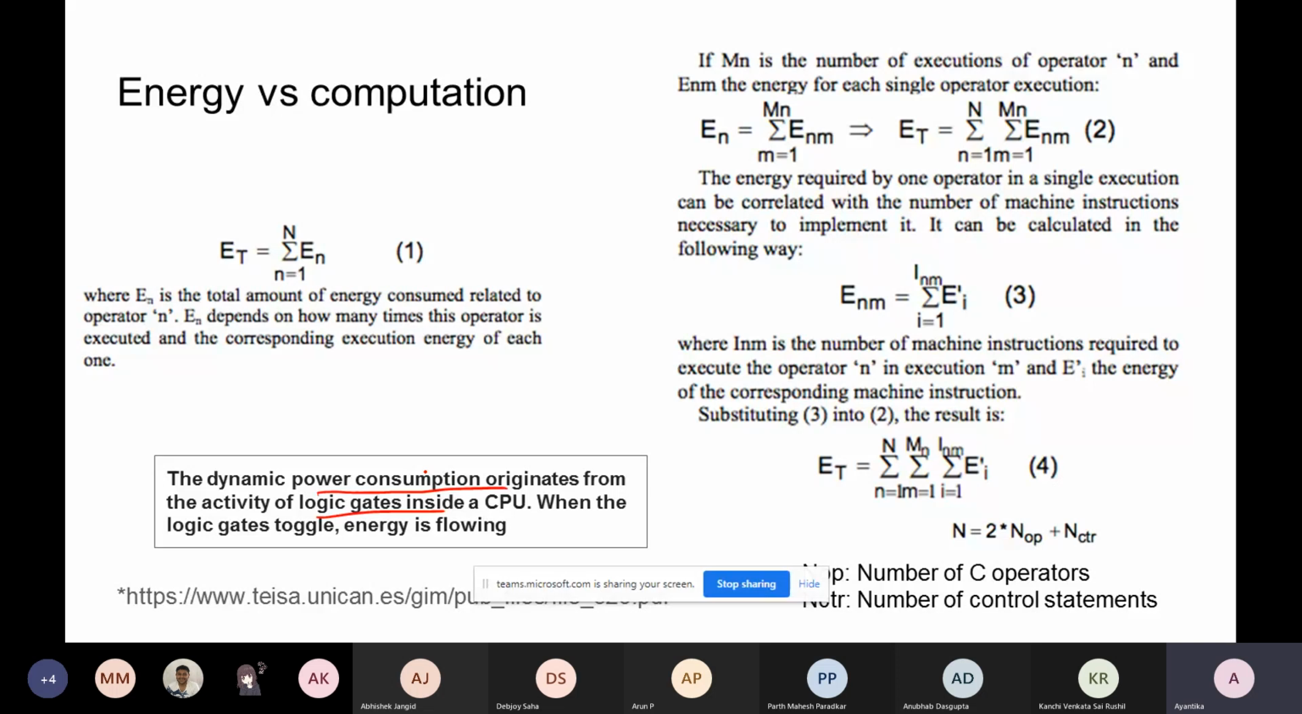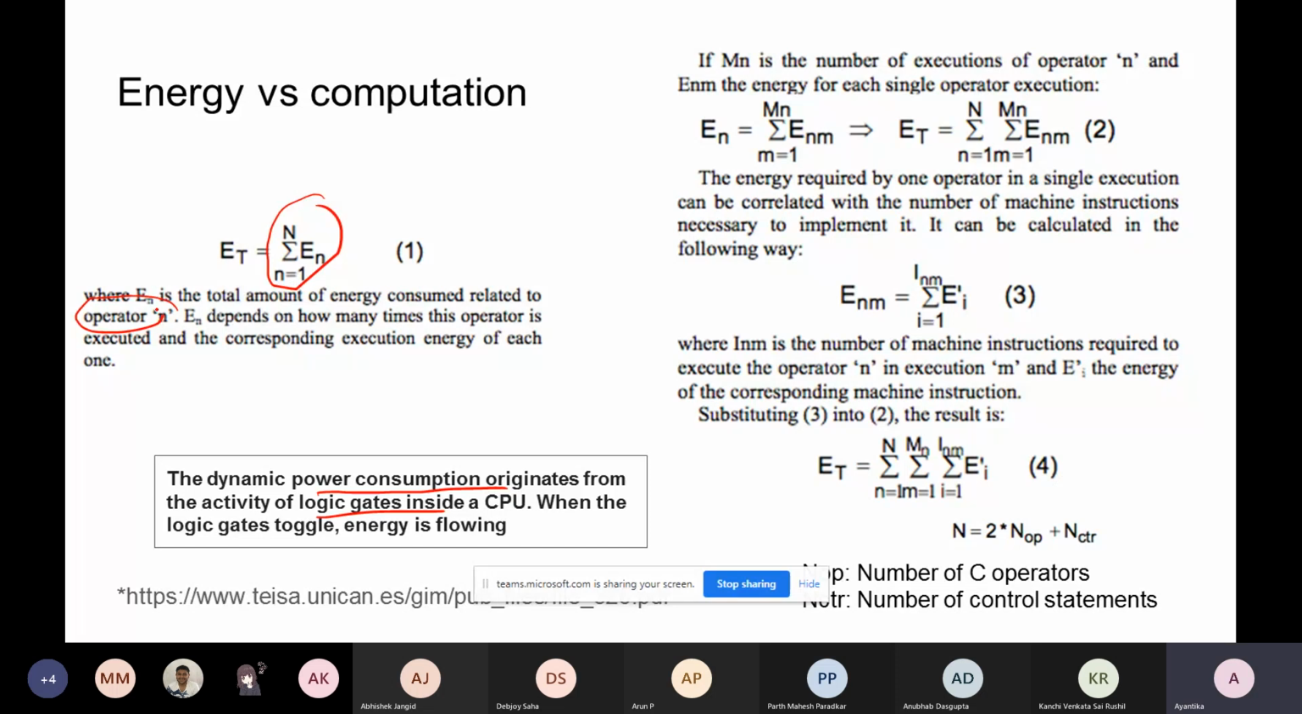If you understand that, then you can understand that whenever you are implementing or working with any operator, like multiplication or addition, some energy is associated with that operator. Here, EN is the total amount of energy consumed by one operator N. For example, you are writing a C code, addition, subtraction, multiplication, anything. Those are C operators. I think all of you may know.